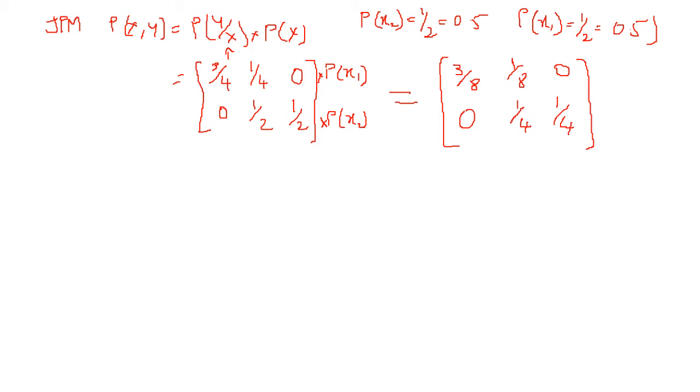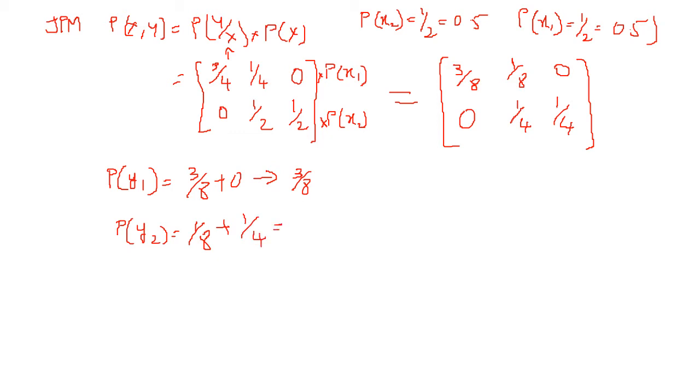Now by the property of the joint probability matrix, addition of column elements gives you the output probabilities. So P of y1 is 3 by 8 plus 0, the first column value, so it comes to 3 by 8. Then P of y2 is the second column addition, 1 by 8 plus 1 by 4, so it is equal to 3 by 8. Then P of y3 is equal to 1 by 4 plus 0, which is equal to 1 by 4.